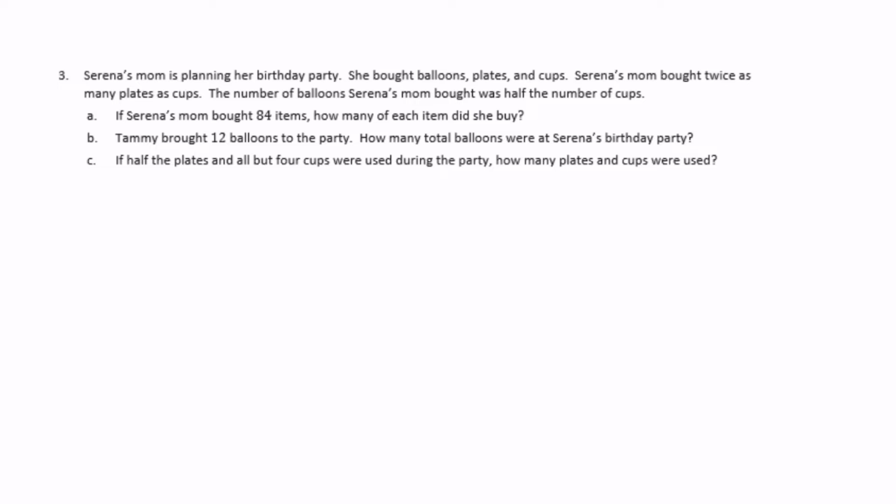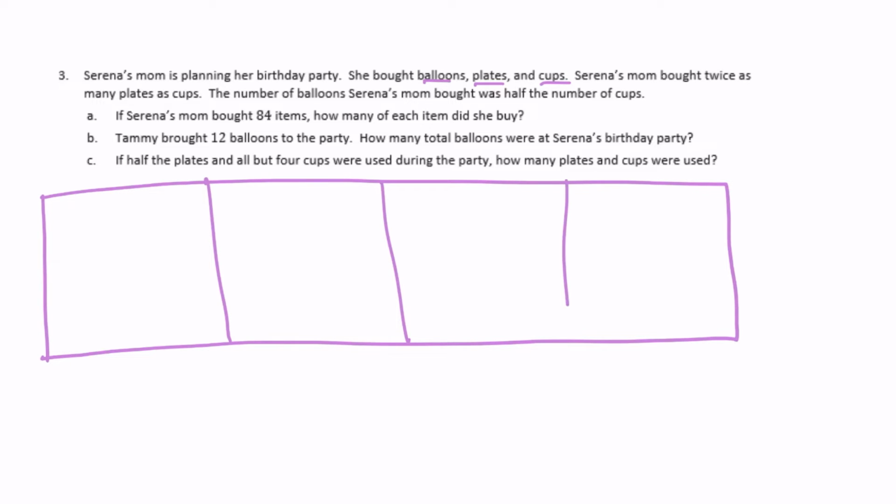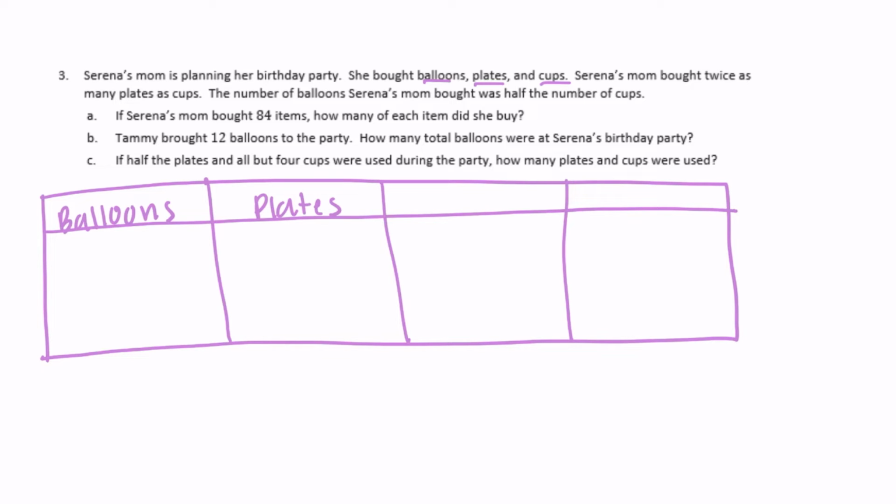Let's start with A before we confuse ourselves with more questions. So let's figure out A and then we'll move on. So we have balloons, plates, cups, and then we're going to have total. So I'm going to use 4 columns: balloons, plates, cups, and total.